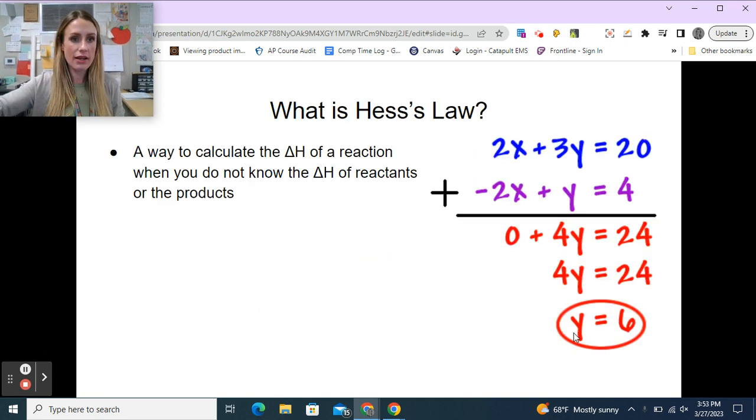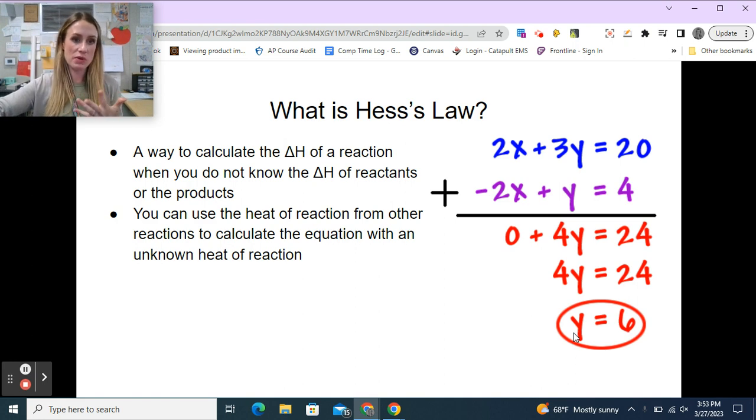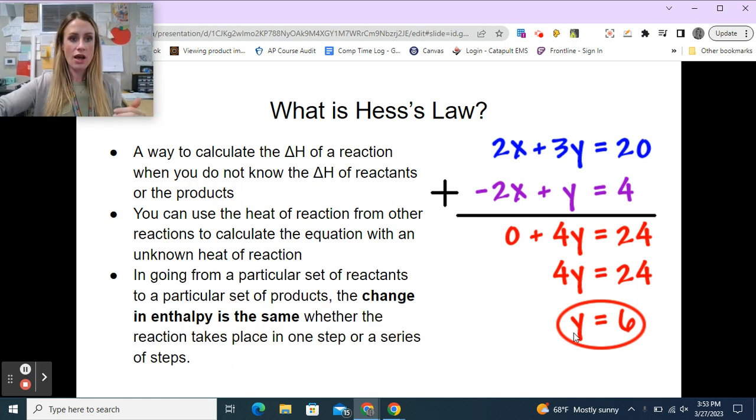Hess's law is just a way to calculate the enthalpy of a reaction when we don't know the standard enthalpy of formation of the reactants or the products. What we're going to do here is use the heat of reaction from other reactions to calculate the equation with an unknown heat of reaction.